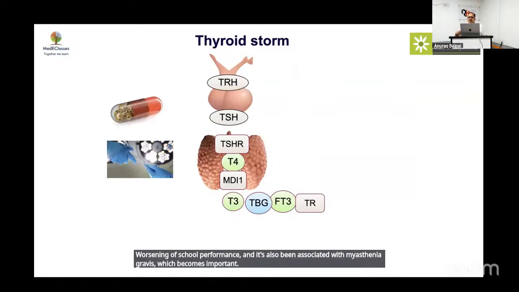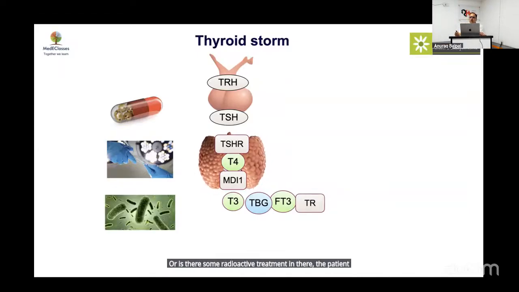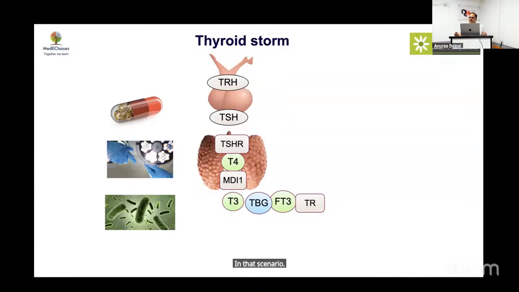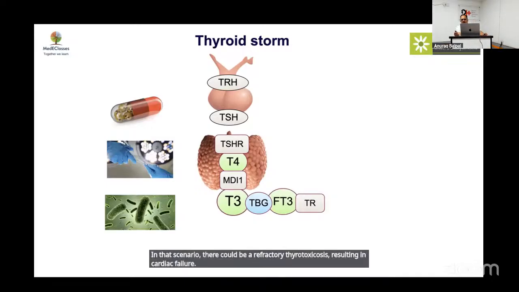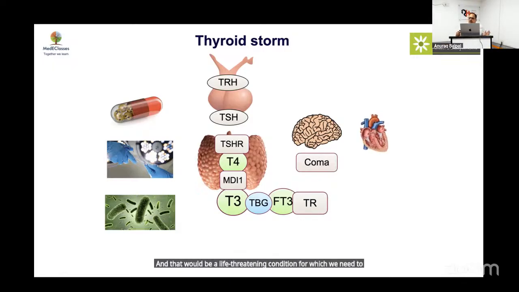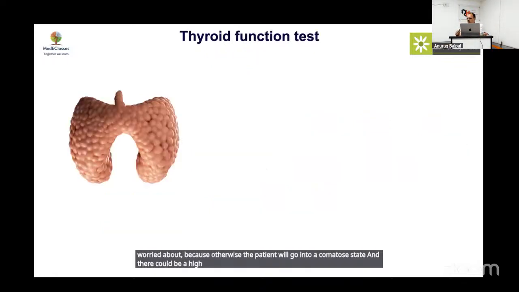Now, in a very acute scenario, if the thyroid is uncontrolled, especially if somebody goes for surgery, or if some radioactive treatment is given, the patient goes into what is known as thyroid storm. In that scenario, there could be a refractory thyrotoxicosis resulting in cardiac failure and hyperthermia, and that could be a life-threatening condition for which we need to be really worried, because otherwise the patient will go into a comatose state and there is a high chance of death.